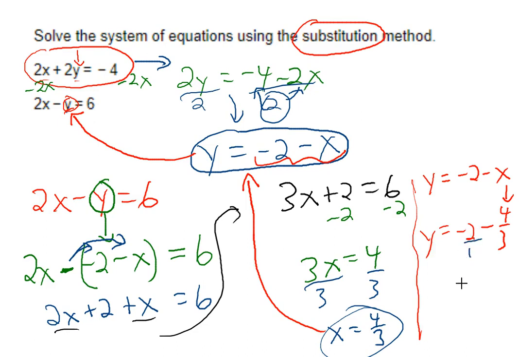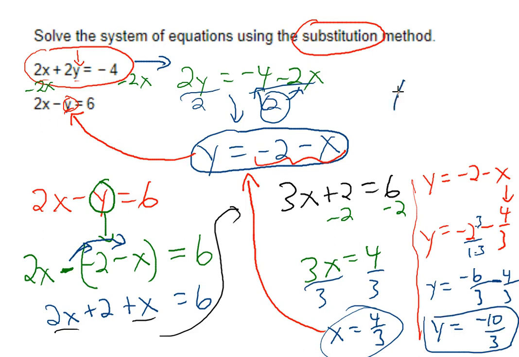We need a common denominator. I say we're going to solve for y. It's already solved for y. We just need to simplify these fractions here. So common denominator, multiply 3 to the top and bottom here, and I'll get y equals negative 6/3 minus 4/3. It's supposed to be a minus sign. And so I'll get y equals negative 10/3. All right. So my final answer would be x, which is 4/3, comma y, which is negative 10/3.